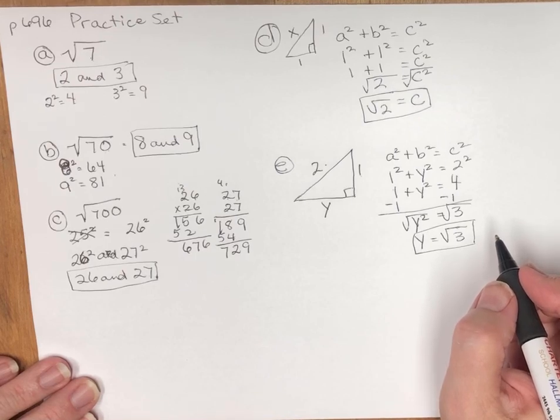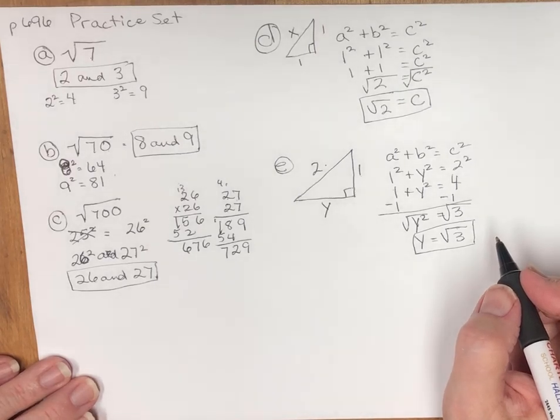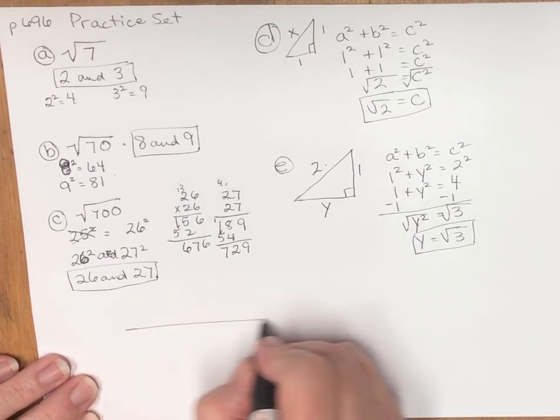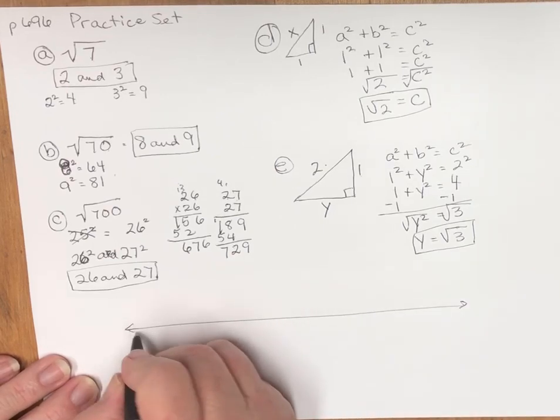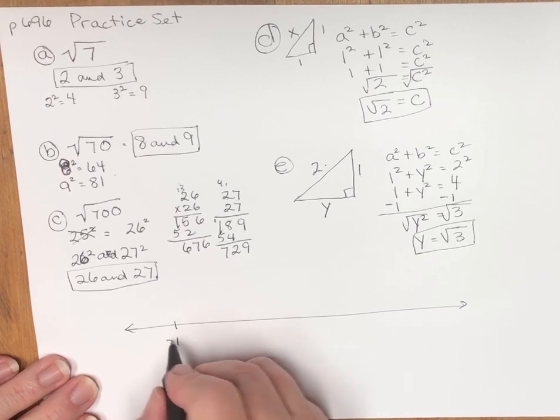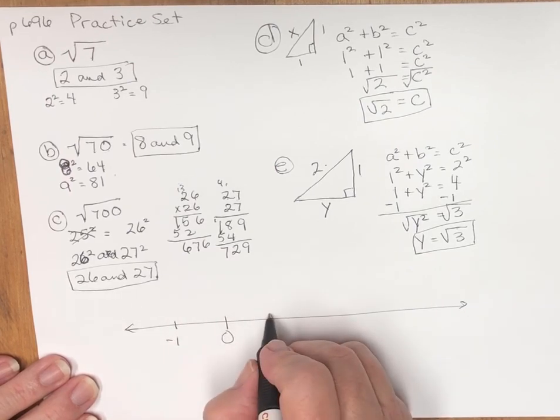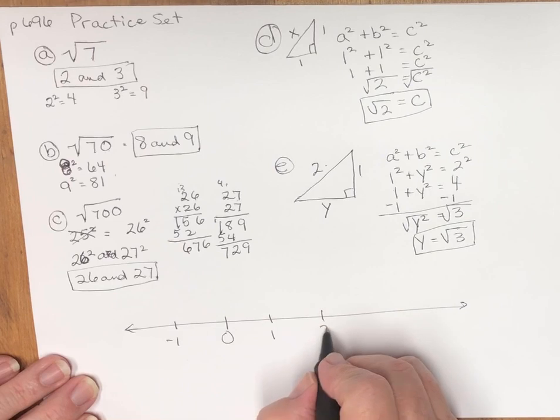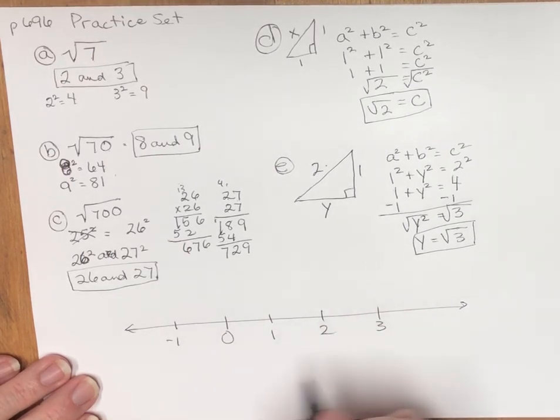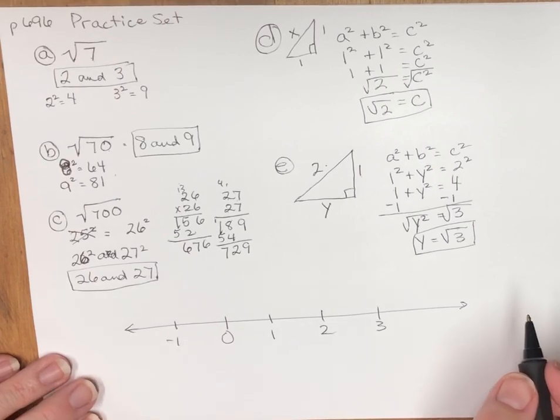Last one is F. They want you to draw a number line and show the approximate locations of the points represented by the real numbers, and then decide which ones are irrational. And I'm going to leave that one up to you. Draw yourself a number line. Mark the places on it: -1, 0, 1, 2, 3. And you're going to place your answers on that number line.